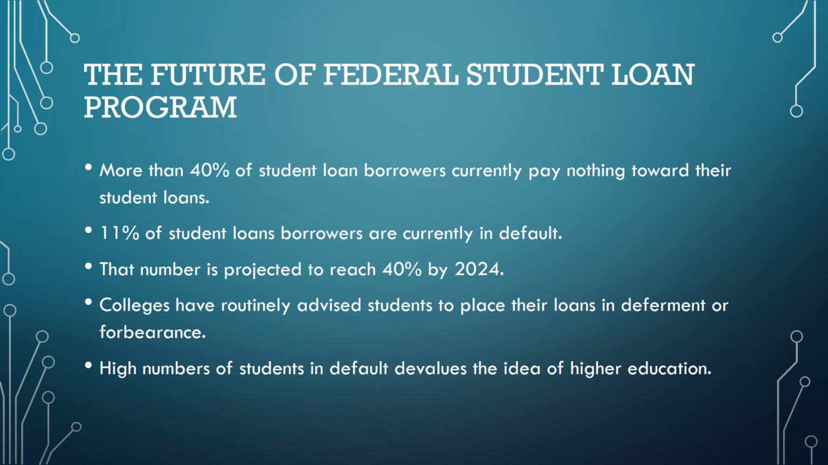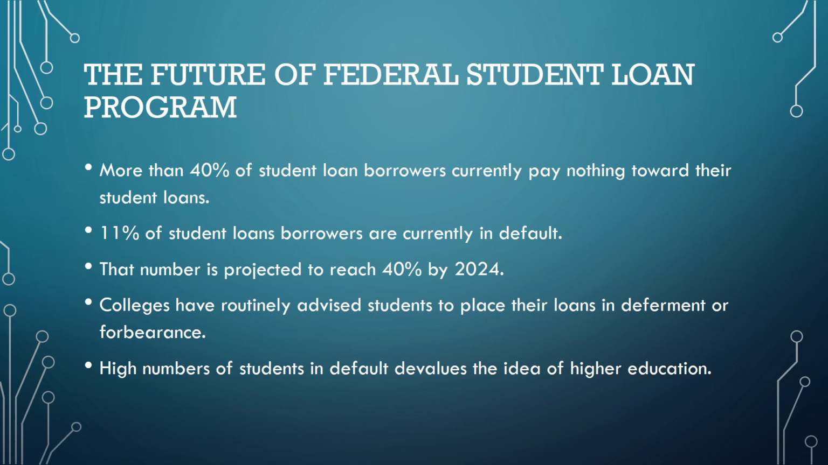More than 40% of student loan borrowers are currently paying nothing toward their student loans. As previously mentioned, this number accounts for students who are currently in deferment or students who currently have their loans in forbearance. For these students, they are no longer meeting the requirement for an in-school deferment and are instead choosing to defer payment on their loans as well as accruing the interest on those loans.